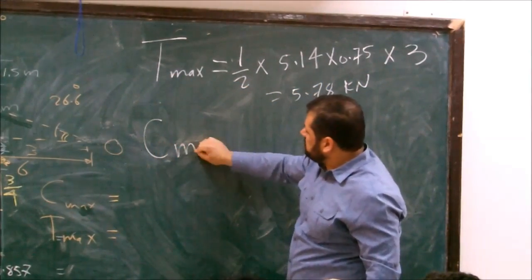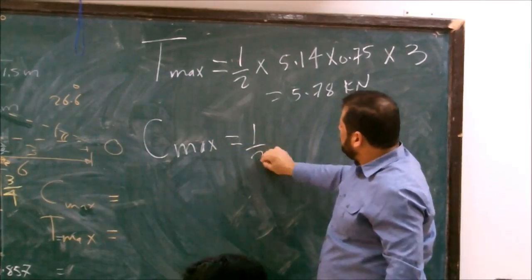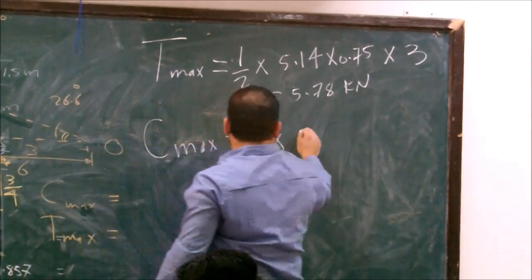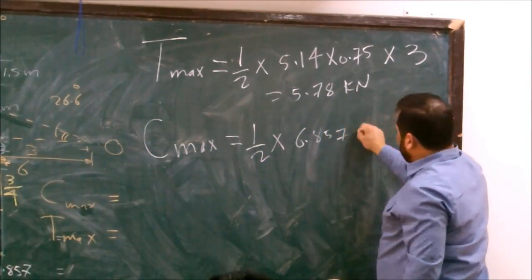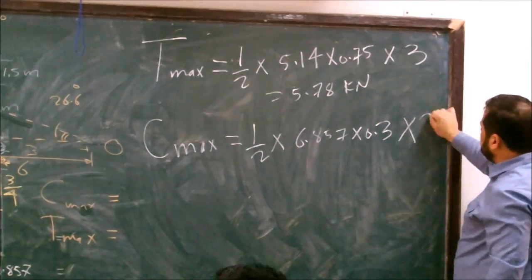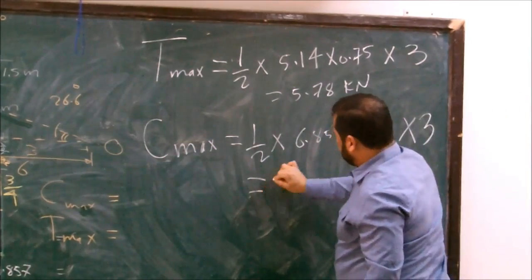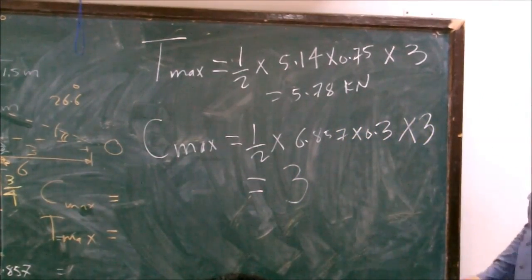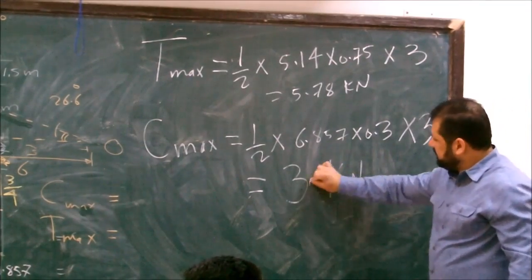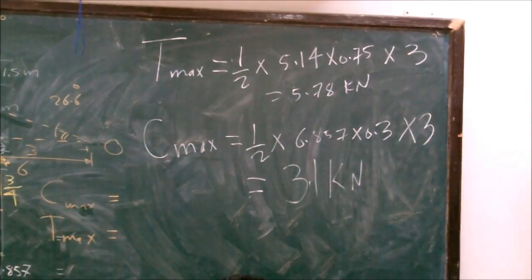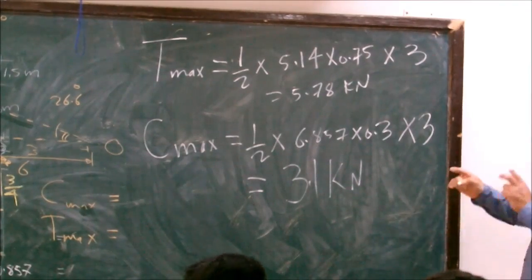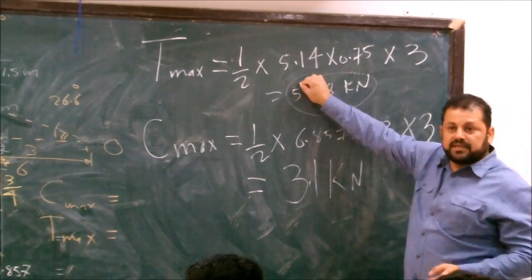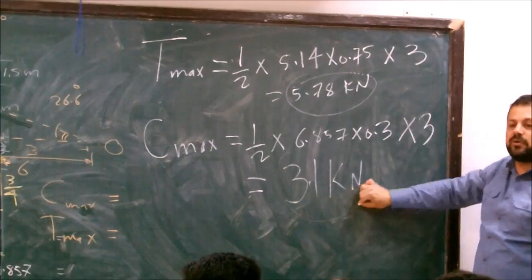C max: half times 6 plus this, times 0.3 times 3. Approximately 3. Okay. So this member must be designed twice. So member number 10: as a tension member for 5.78 and as a compression member for 3.12.